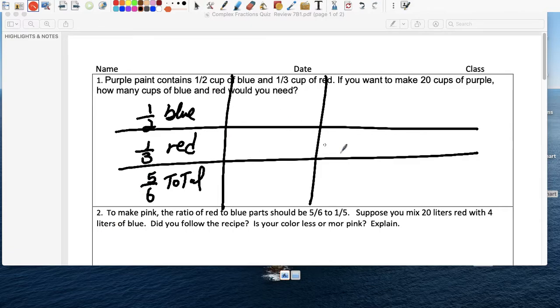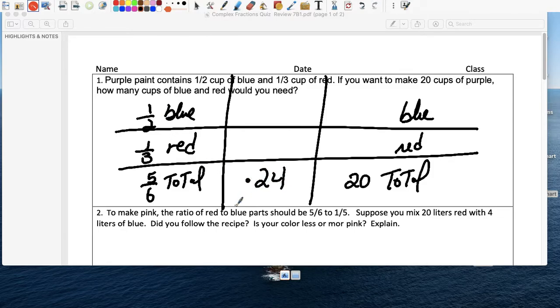And then over here, I know that at the end of the day, I used 20 cups. How much of it was red and how much of it was blue? So this one, I'm going to divide 20 by 5/6 to find the factor here. 20 divided by 5/6, and that's 24. So I got my recipe and I increased it by a factor of 24, so it's times 24.